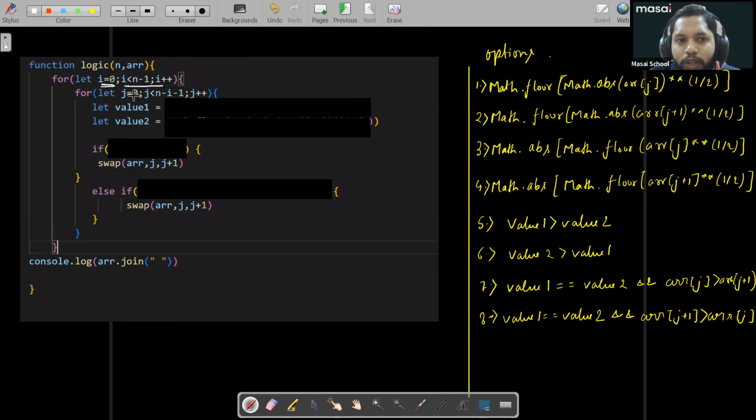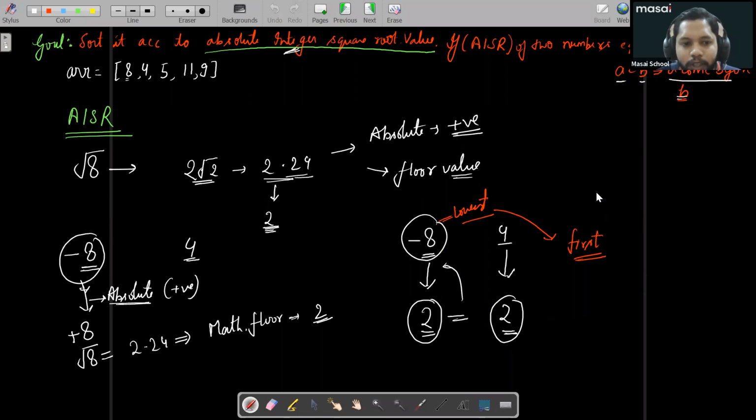I started from 0 till n minus 1. J started from 0 to n minus I minus 1. So value 1 and value 2 are the AISR, the absolute integer square root value. Can you guys tell me what the value 1 is from these options? First check what we did previously. We did first absolute, then square root, then Math.floor, the floor value.